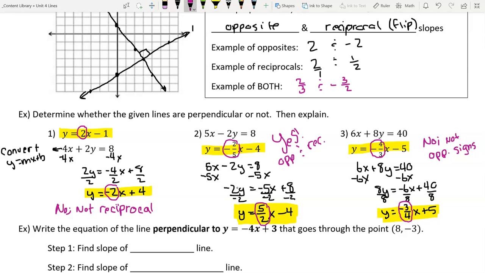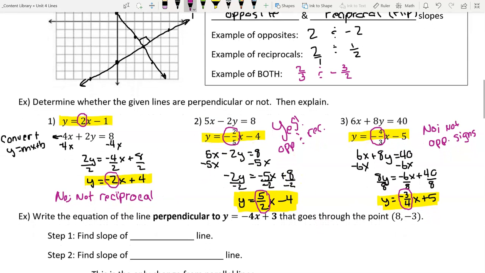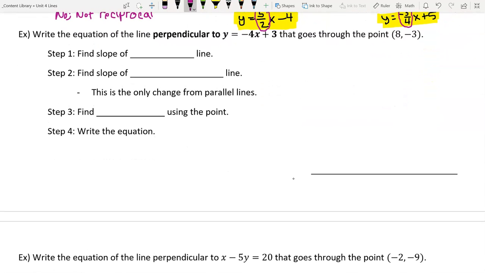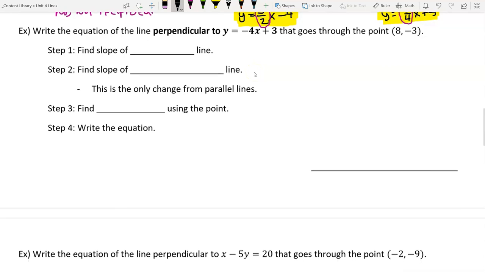You look for both opposite and reciprocal with the slopes of them to see if they are perpendicular or not. Okay, so pause it, rewind it if you were stuck, but that is how you do that. The next part is writing an equation. So we did these yesterday. This is why I had you do the step of writing the slope twice, because today the slope will change. It's not the same as the given, okay?